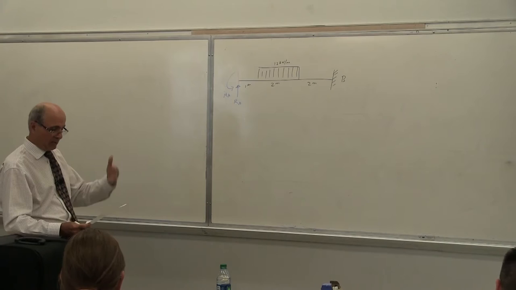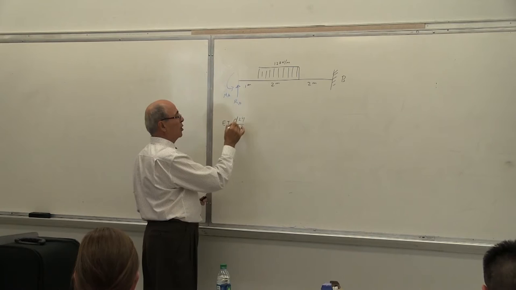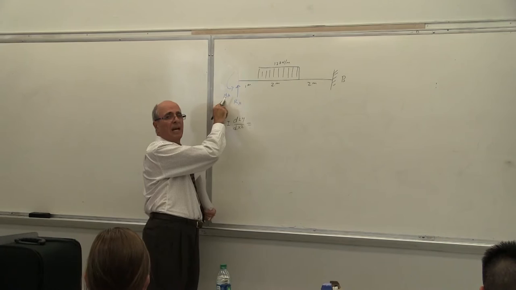So first of all, you start writing your EI. This is the differential equation. So you write EI d²y over dx² equal to M as a function of x. Any function can be given to you. However, we have discussed that. You have RA and you have MA at the beginning. You should start from there.